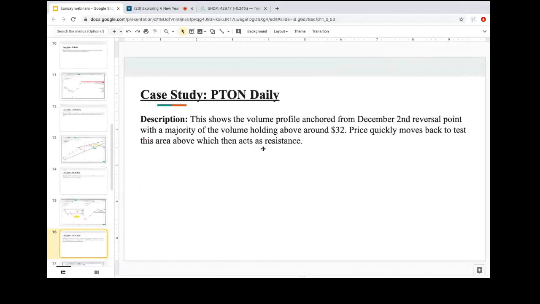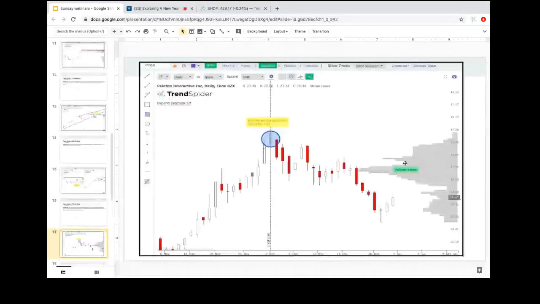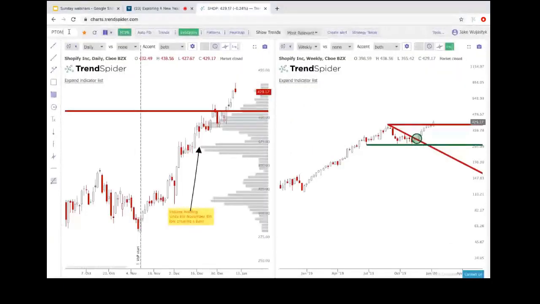Peloton's another really cool example. This is an example of the volume profile here, and pretty much what we just talked about on Google, where we had a big move down. We anchored the volume profile from this reversal point. We pulled back, but you could see how many people were really holding at a loss at this area, right around the 32 mark. So if we go and check out Peloton, you'll see something pretty cool.